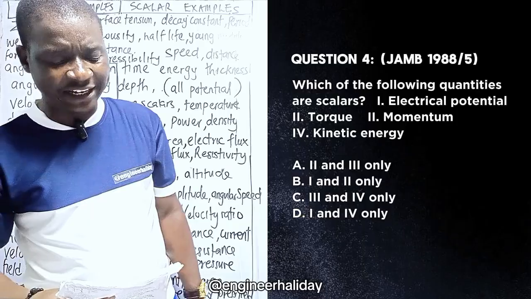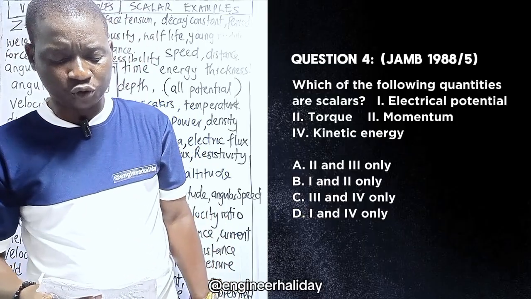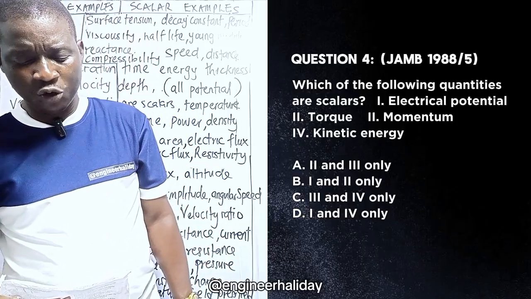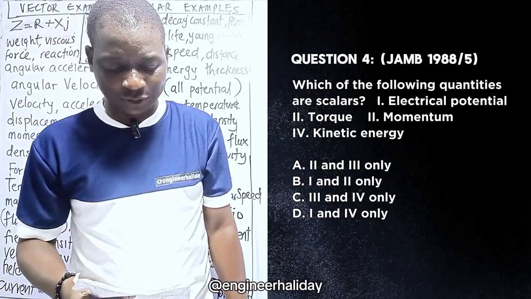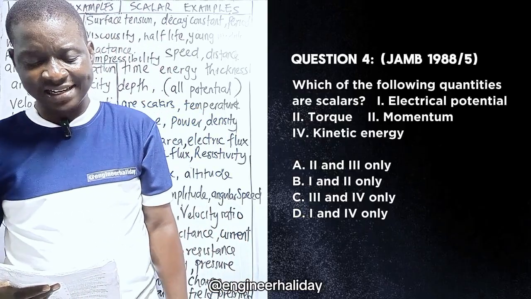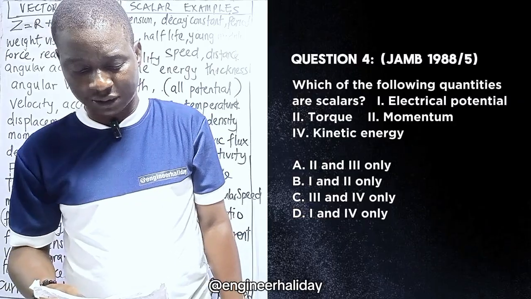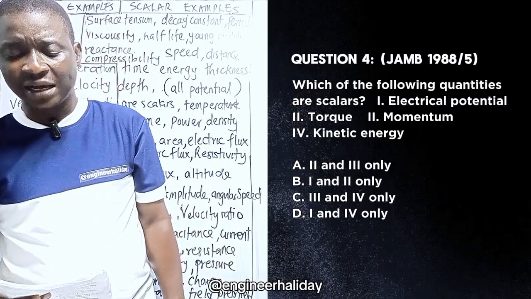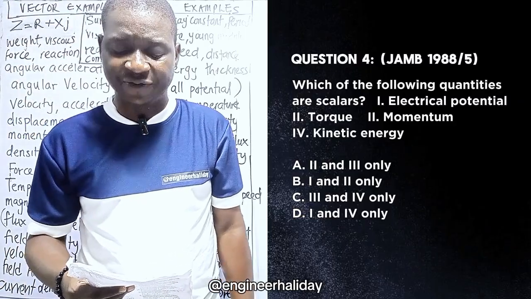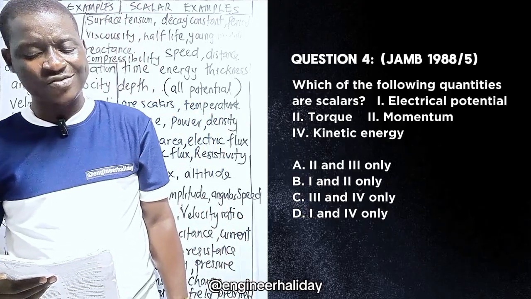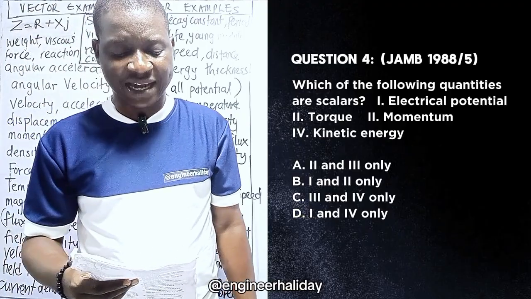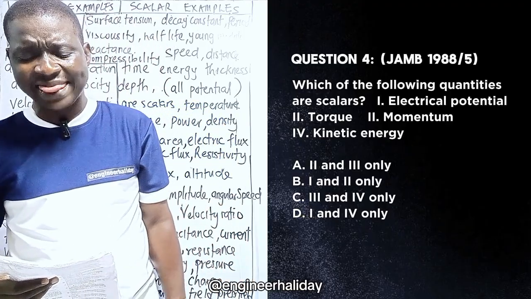Number 4, which of the following quantity are scalars? Roman figure 1 is electric potential. Roman figure 2, torque. Roman figure 3, momentum. Roman figure 4, kinetic energy. Which of the following quantity are scalar? So Roman figure 1, electric potential. All potentials are scalar. I've talked about that before. So Roman figure 1 is correct. 2, torque is not correct, it is a vector. 3, momentum is not correct, and 4, kinetic energy is correct. So it should be 1 and 4.